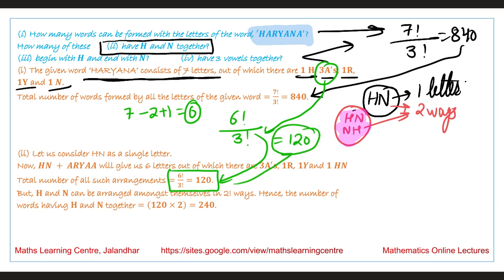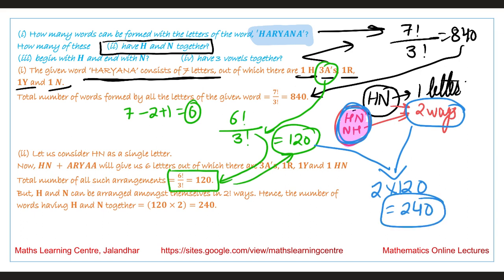120. The answer we get is 120. Now these letters N and H are themselves arranged in two ways. So the total number of ways we will have is 2 into 120, that is equal to 240.